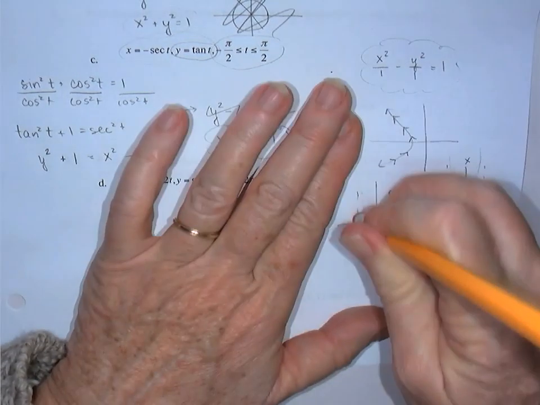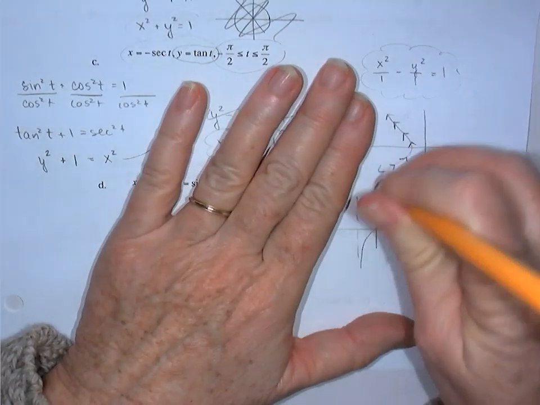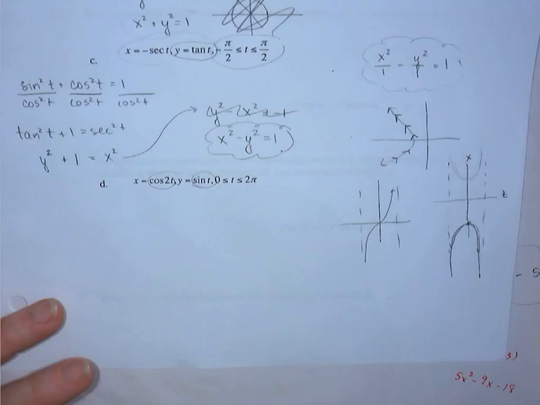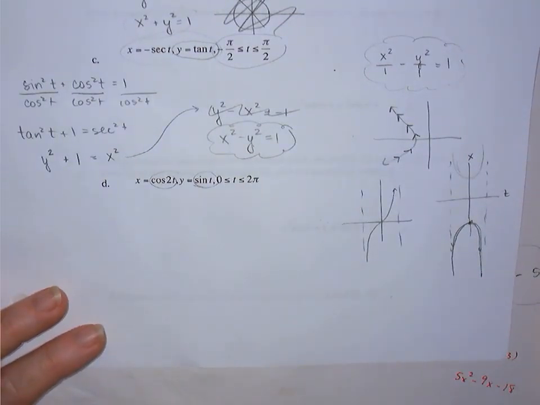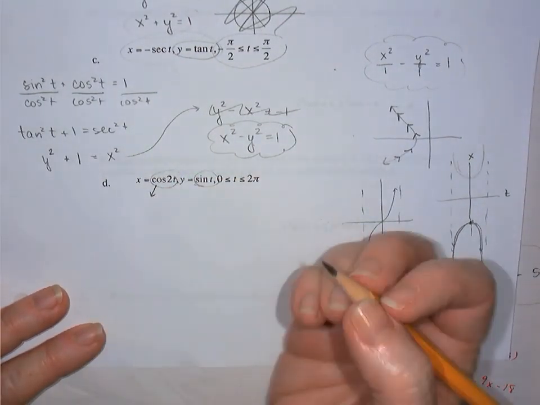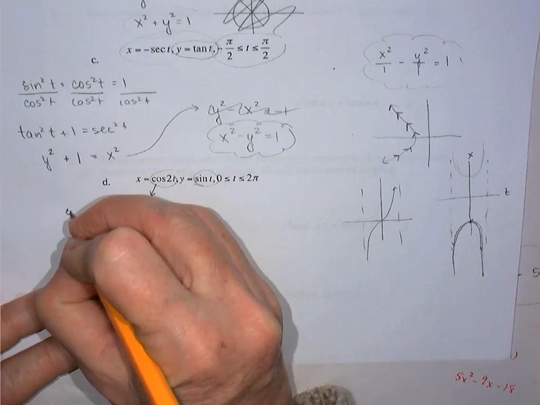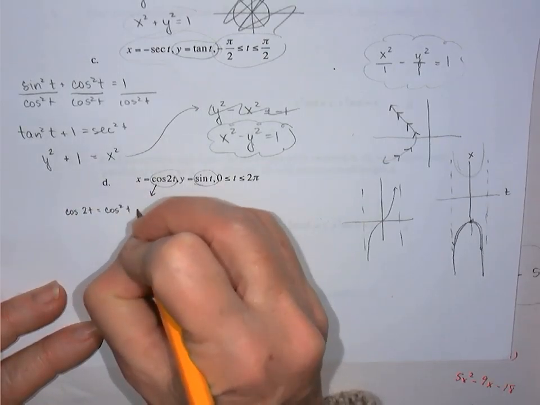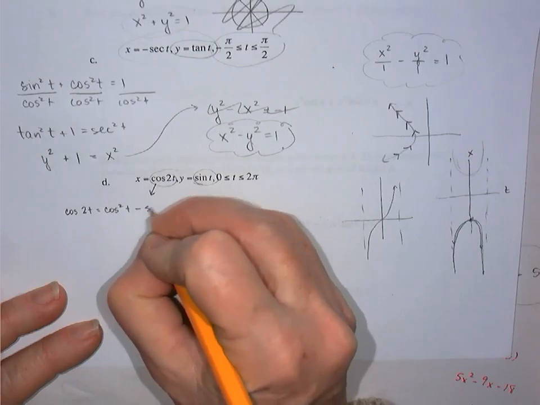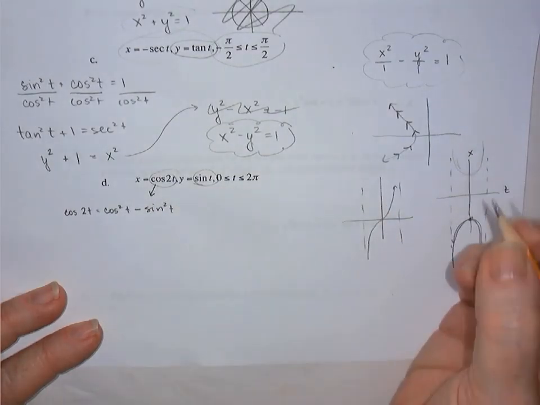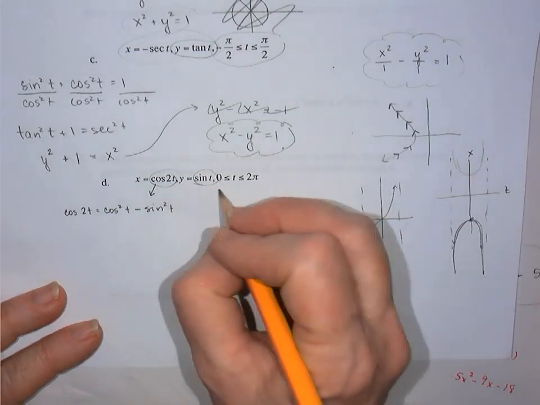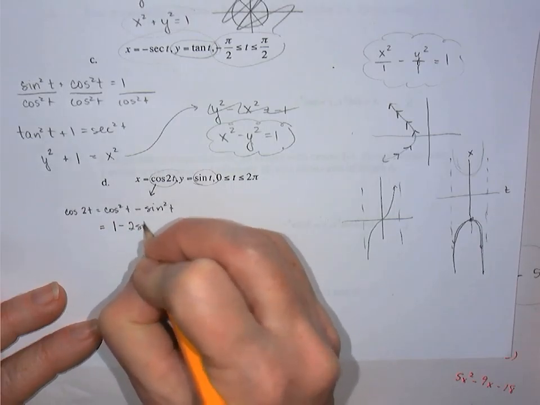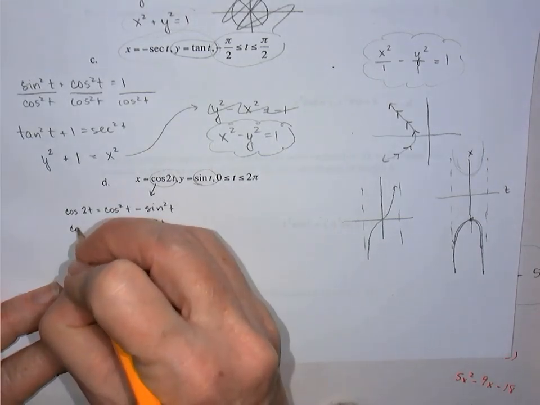So let's try to eliminate the parameter. And what I'm going to do is, we need to come up with some relationship between sine and cosine. Well, one thing I remember about cosine is that we have this double angle formula. So cosine of 2t is cosine squared of t minus sine squared of t. And that's the one I basically remember. I would like to write this entirely in terms of sine. So the other formula is 1 minus 2 sine squared t is cosine of 2t.